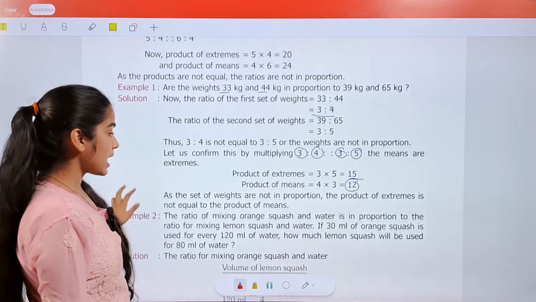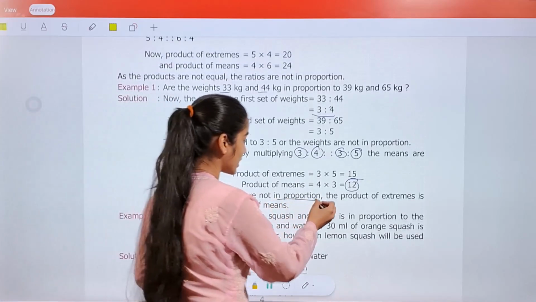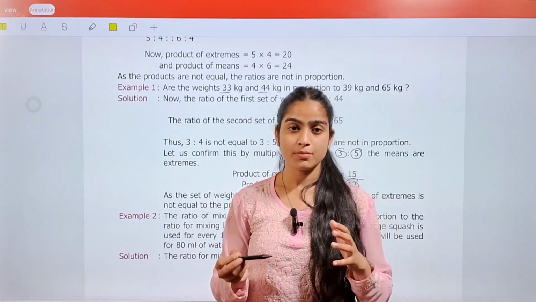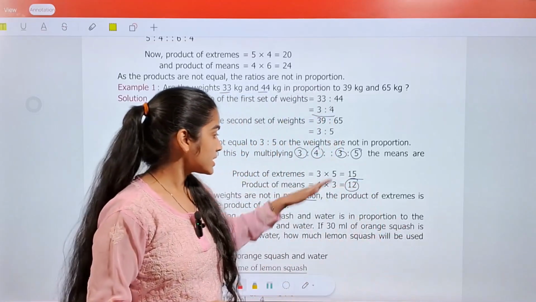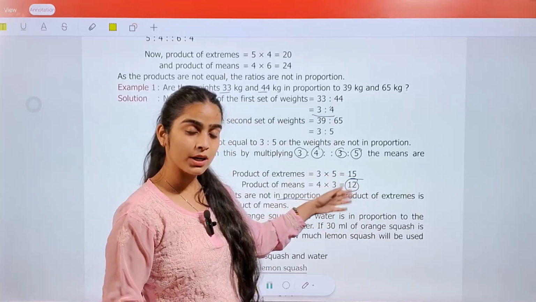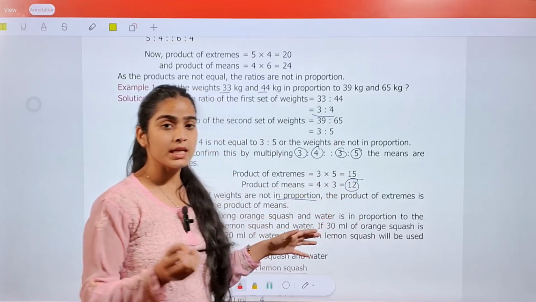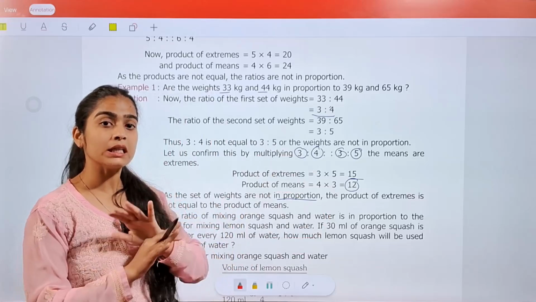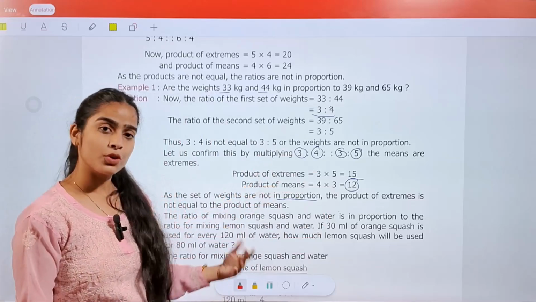It means that when do we call something a proportion? We only consider our values to be proportionate when we have the same product for the extremes and means. In this case, we have different values for the extremes and means. It means that the two given terms are not proportionate to each other. If these were equal, they would be proportionate.